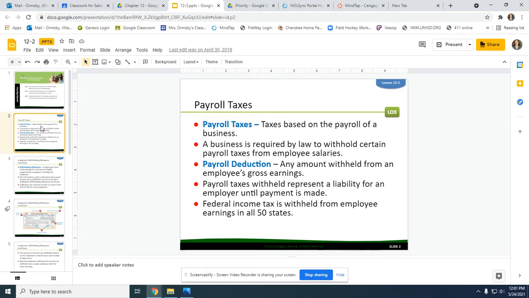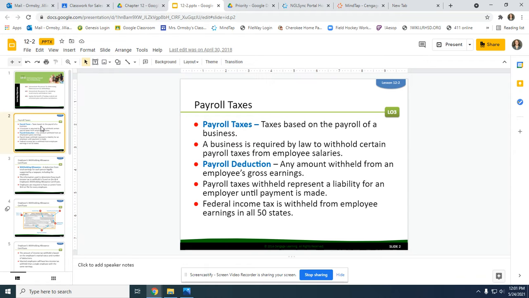So payroll taxes are taxes based on the payroll of a business. By law, a business is required to withhold certain payroll taxes from employees' salaries. This is known as a payroll deduction, and a payroll deduction is actually any amount withheld from an employee's gross earnings. So not only are you withholding taxes, but there are other things that can be voluntarily withheld as well.